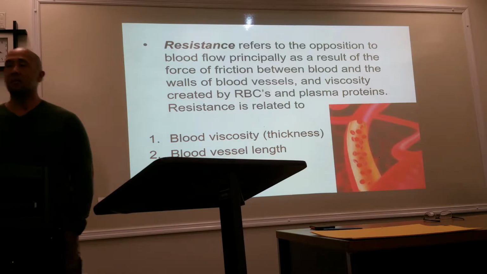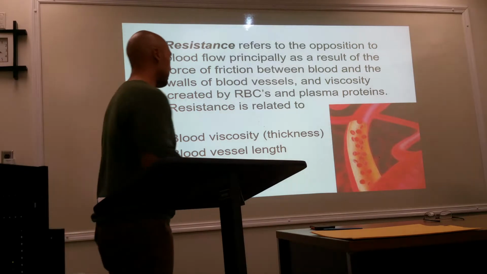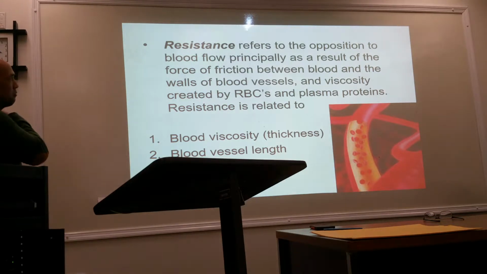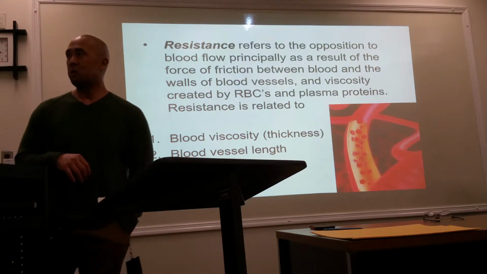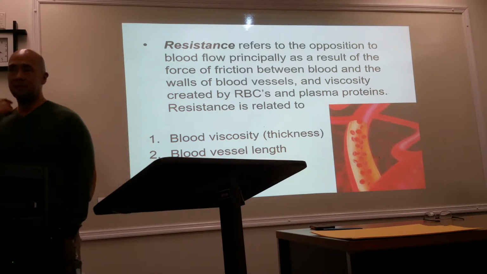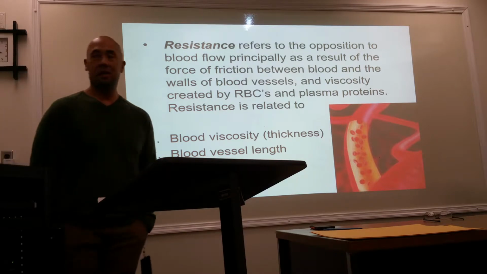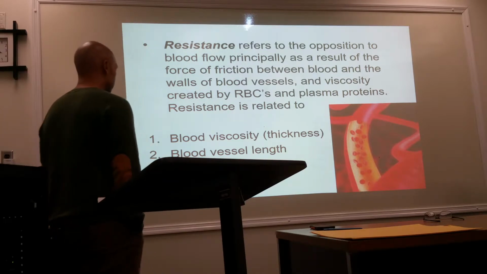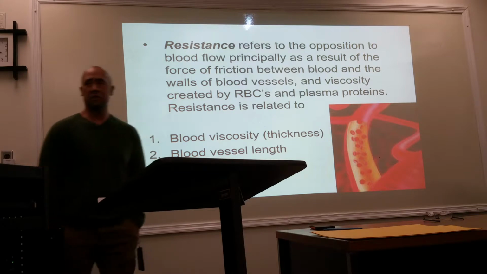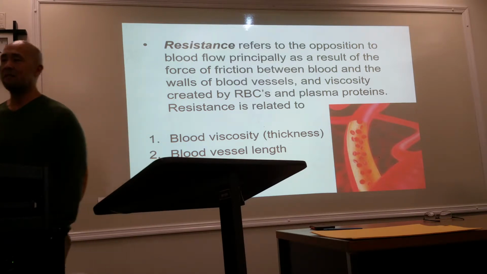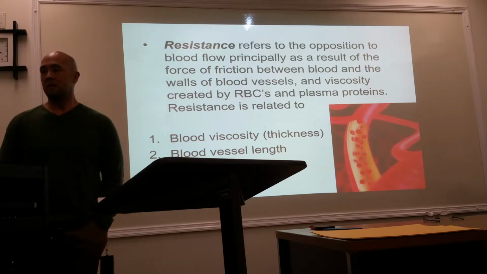All right. So resistance then, that's the other characteristic here of blood flow. Resistance refers to the opposition to the blood flow principally as a result of force or friction between blood and the walls of the blood vessels, and viscosity created by the red blood cells and plasma. Resistance is related to these three things: blood viscosity, blood vessel length, and blood vessel radius. So these all will contribute to resistance.